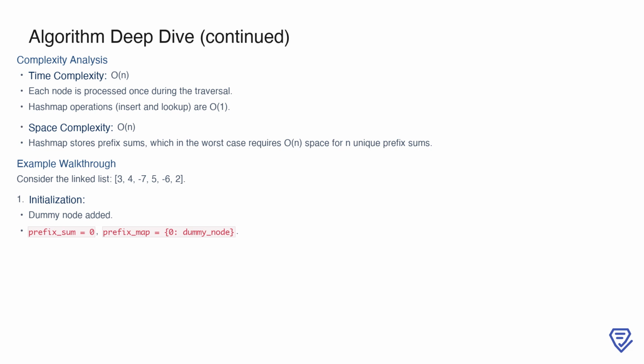Suppose we have the linked list 3, 4, -7, 5, -6, 2. We start by adding a dummy node and initializing prefix_sum to 0 and prefix_map with an entry 0 mapped to dummy_node. This setup ensures we can handle any zero-sum subarray involving the head of the list. As we traverse the list, we update the prefix_sum and check for its presence in the hash map. If found, we remove the corresponding nodes, otherwise, we add the current node to the hash map.